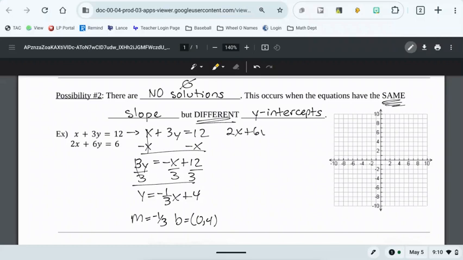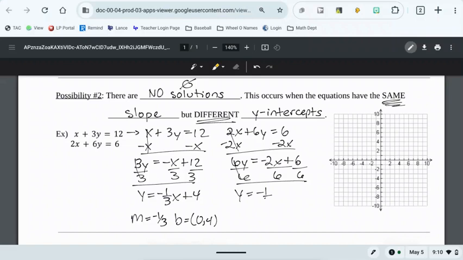Let's solve the second. Subtract 2x. Divide everything by 6. We get y equals -1/3 x plus 1. So as you see, we have the same slope, but different y-intercepts. So let me fix that.